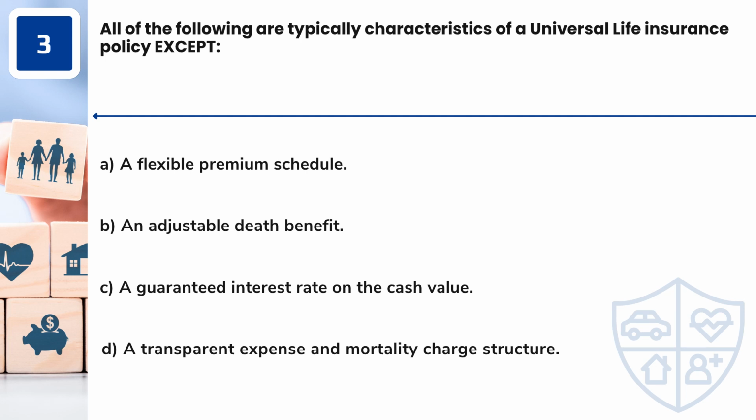Question 3. All of the following are typically characteristics of a universal life insurance policy except: A. A flexible premium schedule. B. An adjustable death benefit. C. A guaranteed interest rate on the cash value. D. A transparent expense and mortality charge structure.